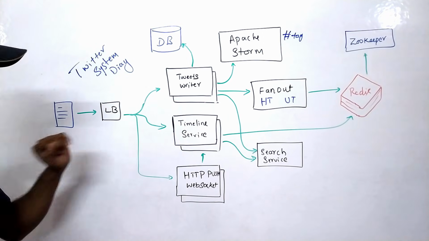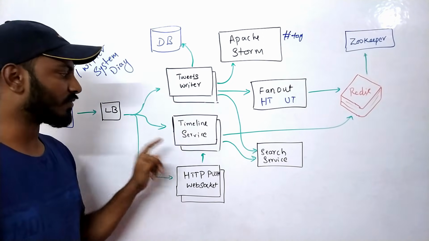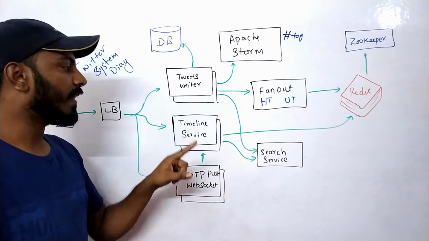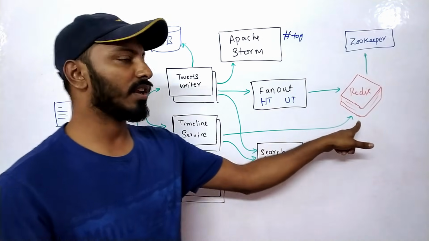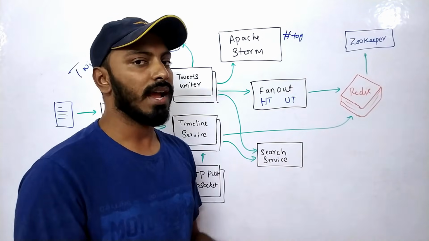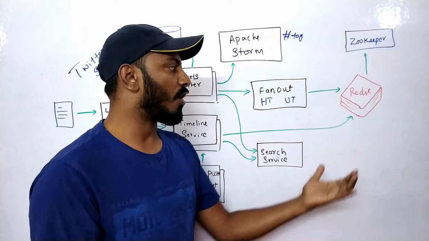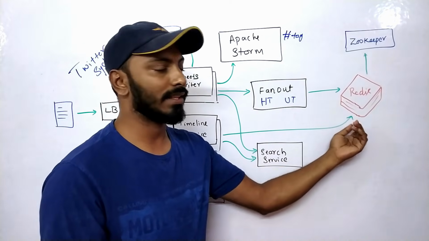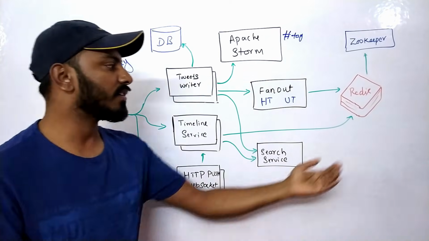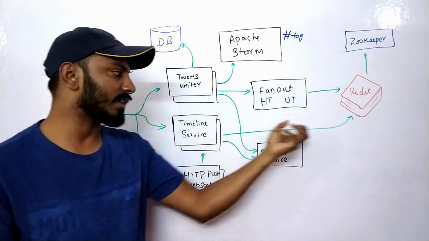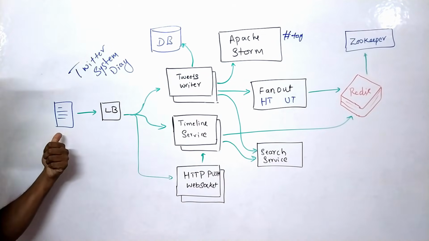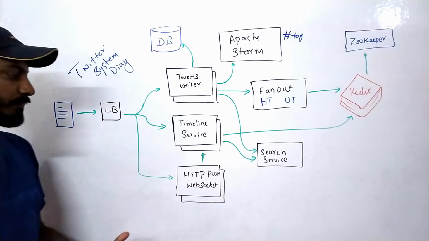And a few other scenarios are when the user requests the home timeline or user timeline. Those API calls also hit the load balancer, and then the request will be forwarded to the timeline service. The timeline service directly talks to Redis, and it figures out the appropriate timelines for a user or the home timeline in Redis, which is much faster.